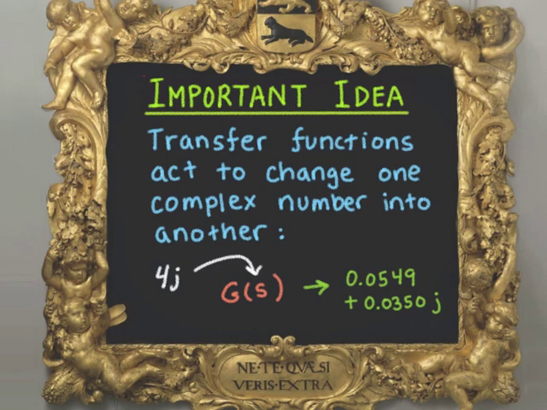Now it may seem in this example like I'm just doing a lot of computation, but actually I'm trying to introduce an important idea. The important idea is that transfer functions act to change one complex number into another complex number. So if I have a transfer function g of s and I plug in s equals 4j, the transfer function then produces another complex number. It takes in one complex number as its argument and generates another complex number.